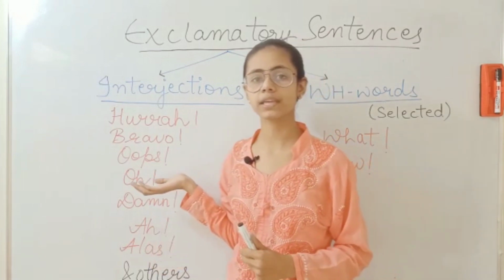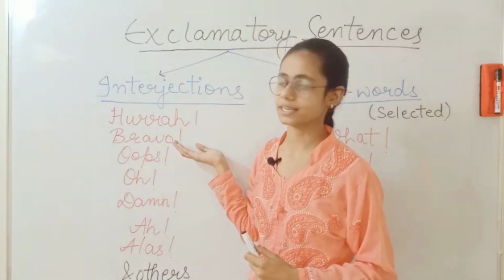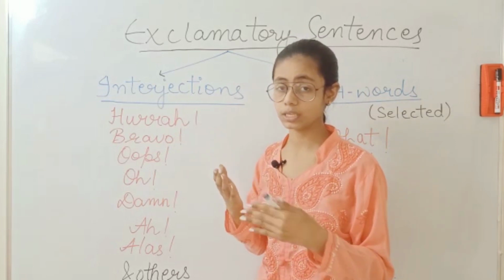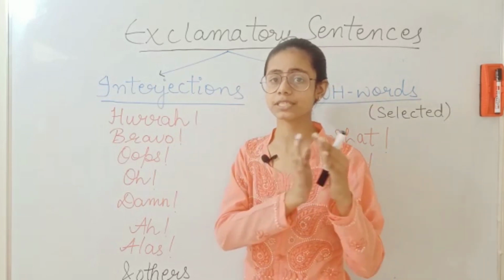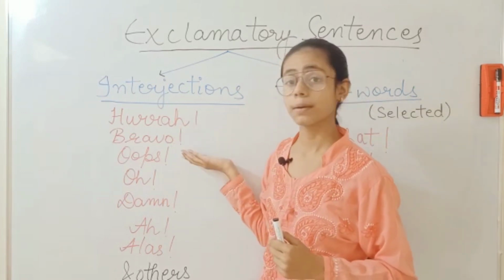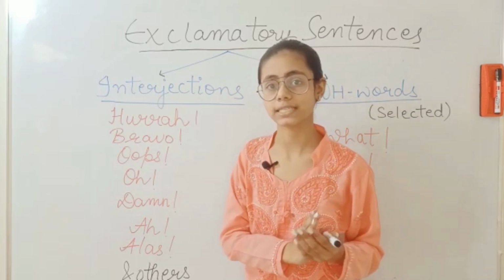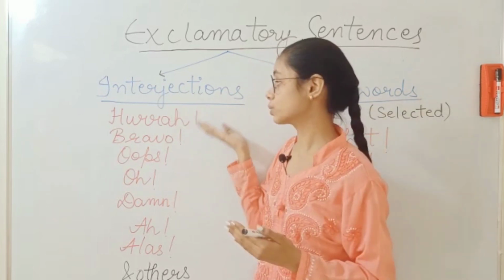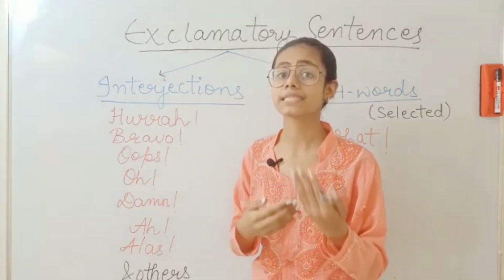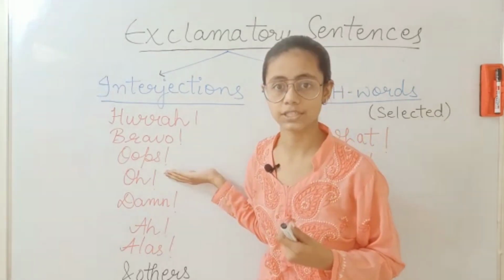Now let us see how we can form an exclamatory sentence with the use of these interjections. Hurrah, we won the match! So this way we formed an exclamatory sentence with the use of this interjection. Now, bravo, you did it! Again, an exclamatory sentence has been formed here with the use of this interjection. Now, oops, it was my mistake! Exclamatory sentence formed with this interjection.